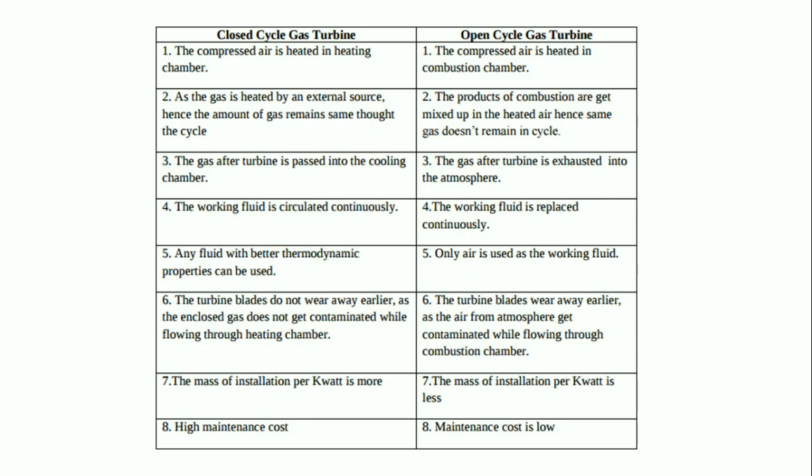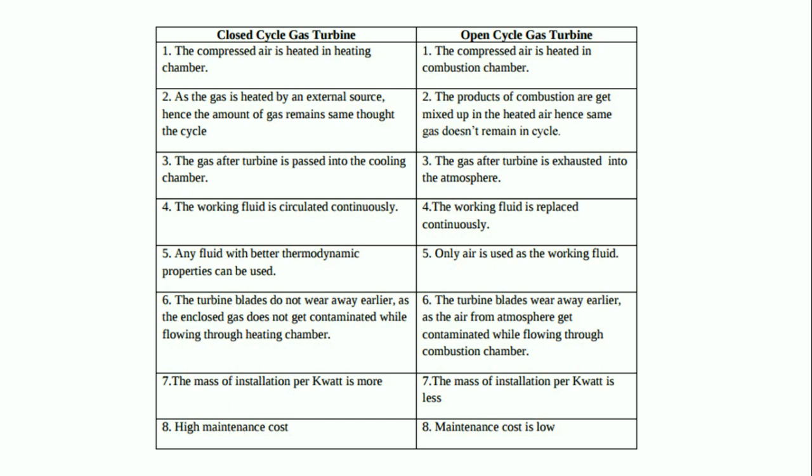In a closed cycle, compressed air is heated in a heating chamber, whereas in an open cycle, it is heated in the combustion chamber itself. In case of a closed cycle, we use an external fuel source, whereas in an open cycle, the fuel burns along with the air. The gas after the turbine is passed into the cooling chamber in case of a closed cycle, whereas it is exhausted into the atmosphere in case of an open cycle. The working fluid is circulated in case of closed cycle, it is not in case of open cycle.